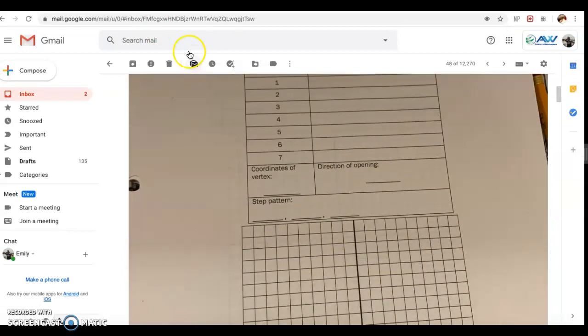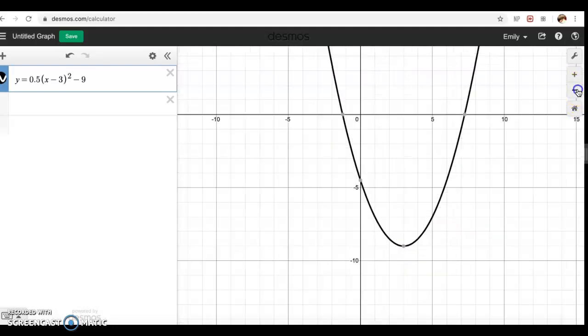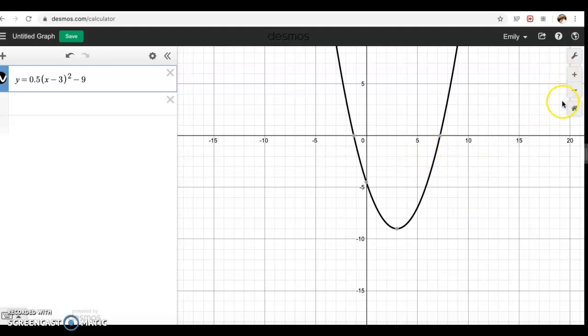And then the step pattern, this is an interesting thing. I'm glad that Miss McCourt is emphasizing this for you guys. So the step pattern is what changes happen as you change your X coordinates, I guess, as you go to the right. So I changed the zoom here a little bit so that each grid square represents one. Just makes it a little bit easier to think about the step pattern here.